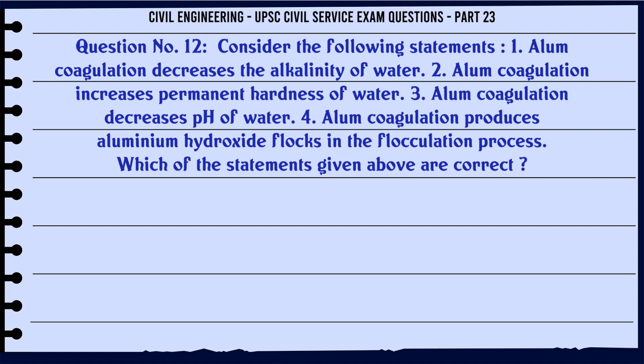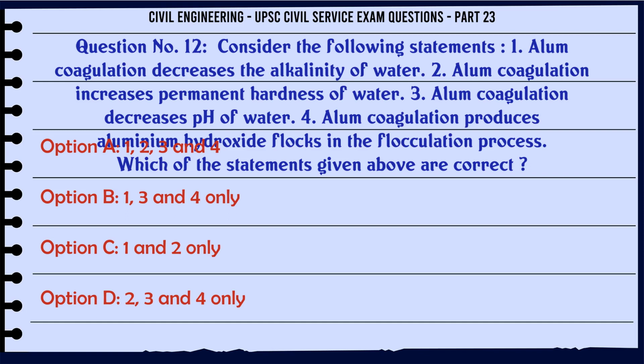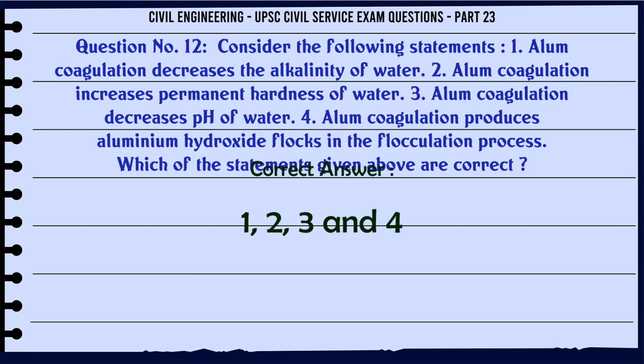Consider the following statements. 1. Alum coagulation decreases the alkalinity of water. 2. Alum coagulation increases permanent hardness of water. 3. Alum coagulation decreases pH of water. 4. Alum coagulation produces aluminium hydroxide flocks in the flocculation process. Which of the statements given above are correct? A. 1, 2, 3 and 4. B. 1, 3 and 4 only. C. 1 and 2 only. D. 2, 3 and 4 only. The correct answer is 1, 2, 3 and 4.